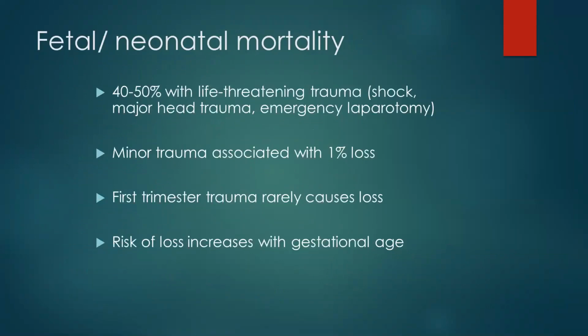So 40 to 50% of the neonatal deaths occur after the major trauma. So these are mostly head traumas, emergency laparotomies, and when patients are in shock. With minor traumas, it's only associated with about 1% loss. And so the first trimester trauma really rarely causes a loss, to be honest. We think that this normally happens a lot because the first trimester seems to be the most sensitive time period, but when you think about it, the uterus is still rather small and it's protected by the bony pelvis, and because of that, most patients tend to do well in the first trimester. And therefore, the risk increases with gestational age just because of the protruding abdomen.